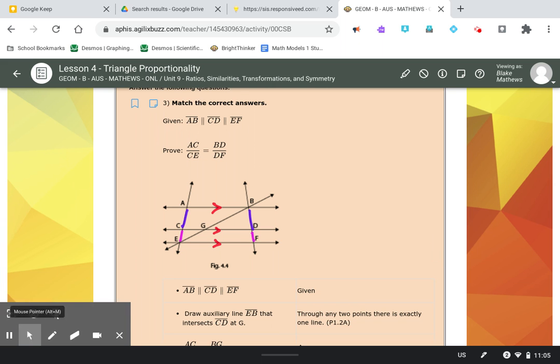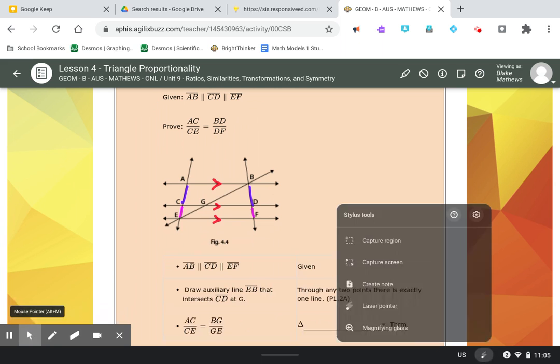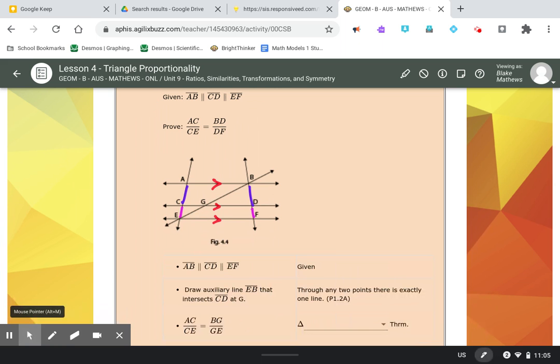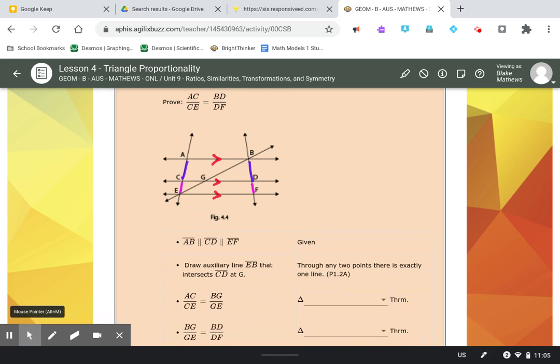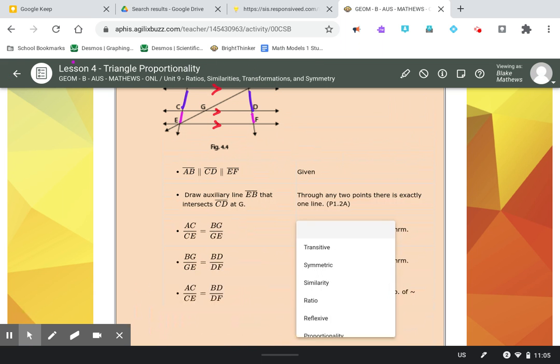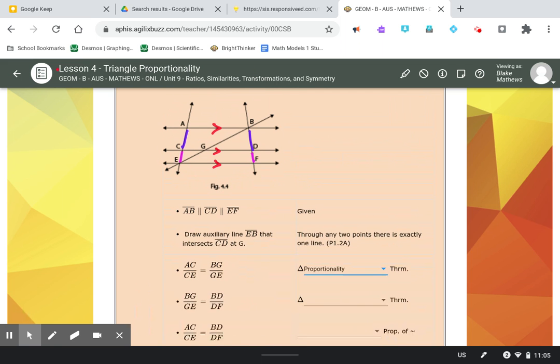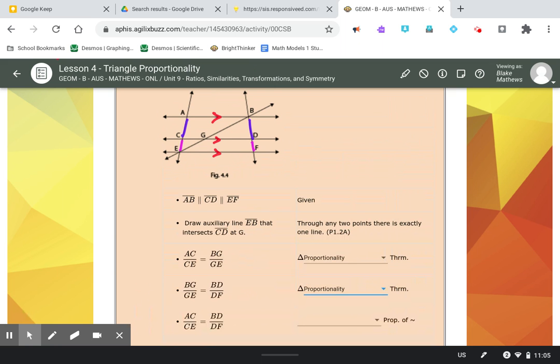So we've drawn an auxiliary line, EB. We've drawn this line through the middle here, the diagonal line right here. And then we've said, okay, AC over CE is congruent to BG over GE. We're using the triangle proportionality theorem. And then we're using the same theorem for the next statement, the triangle proportionality theorem. And then finally, AC over CE is equal to BD.